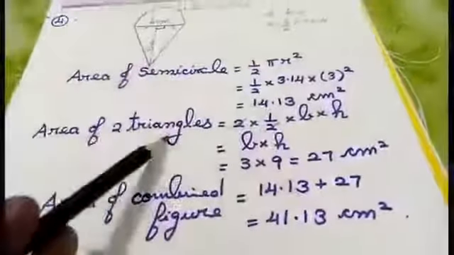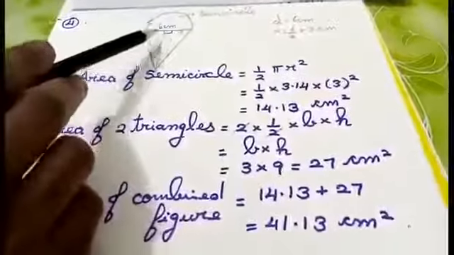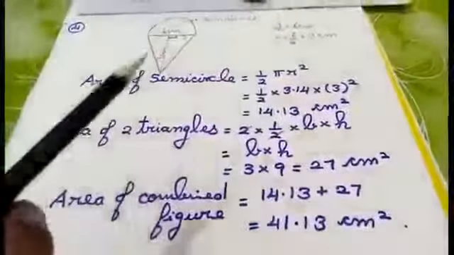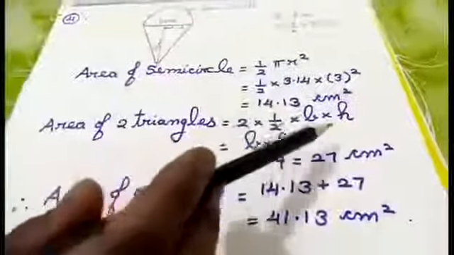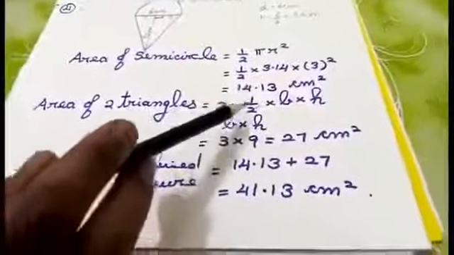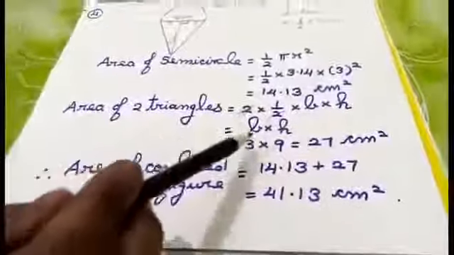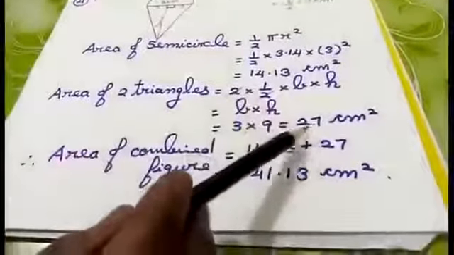Area of two triangles. Here I am going to calculate for two triangles. Both the base and height are the same for the triangles. So I am going to calculate directly for two triangles. Actually, the area of triangle is half into base into height. Since I am having two triangles, I am going to write like this: 2 into half into base into height. If you cancel this, you will be getting it as base into height. If you calculate, you will get the answer as 27.